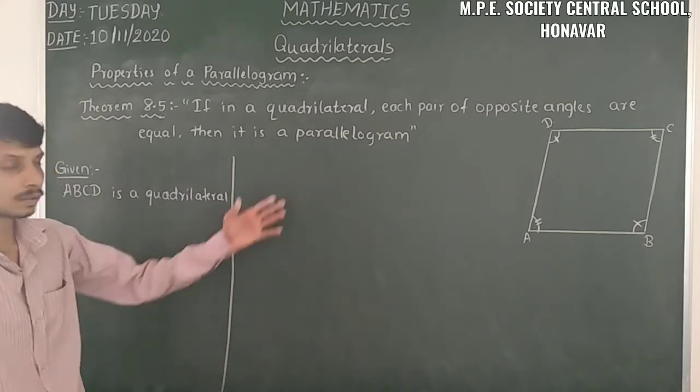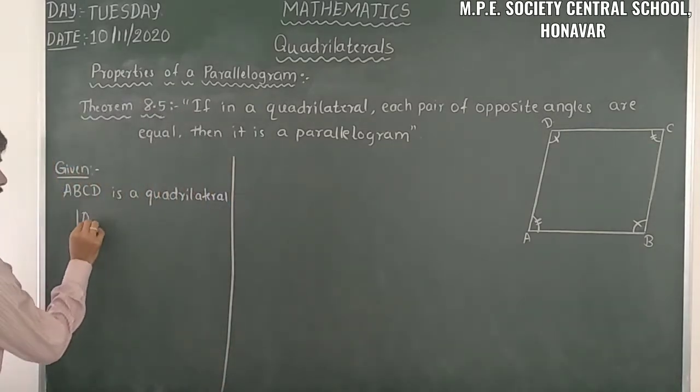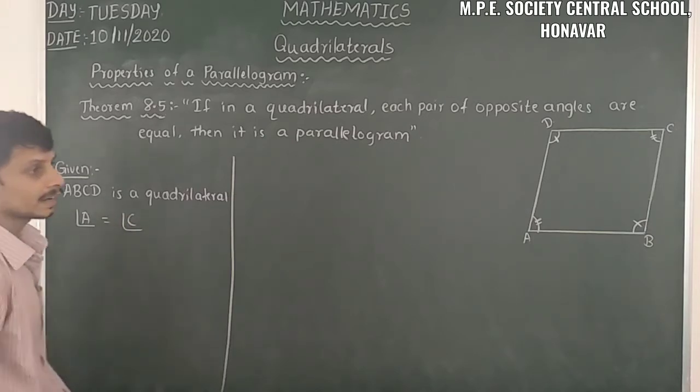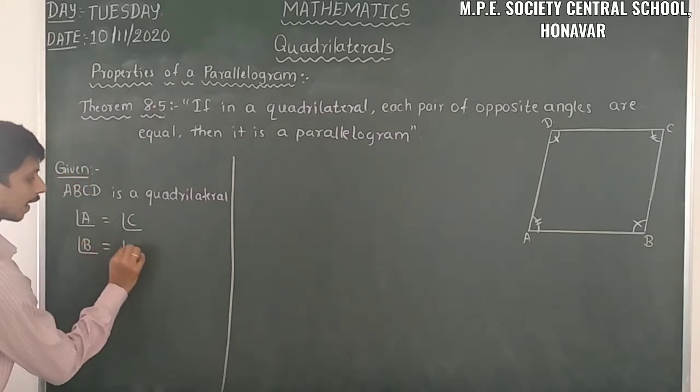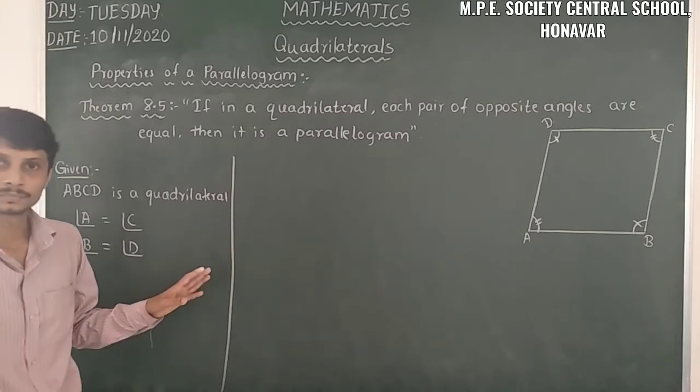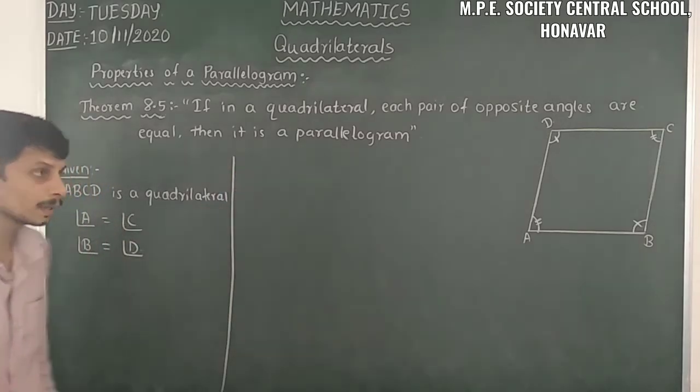In that, what are the equalities there? Angle A is equal to angle C, and angle B is equal to angle D. So what do we have to prove here? We have to prove ABCD is a parallelogram.